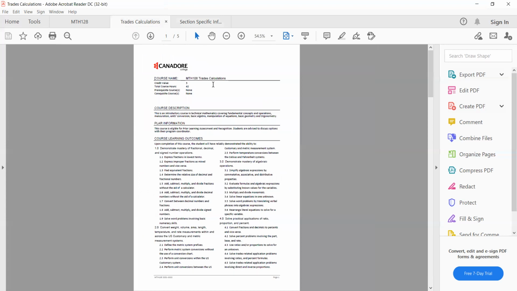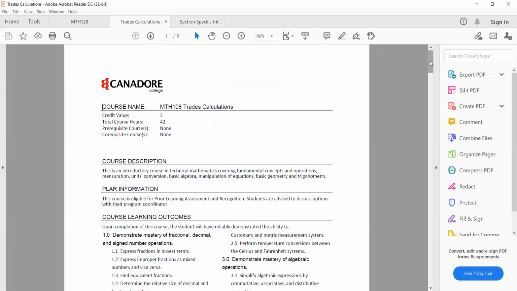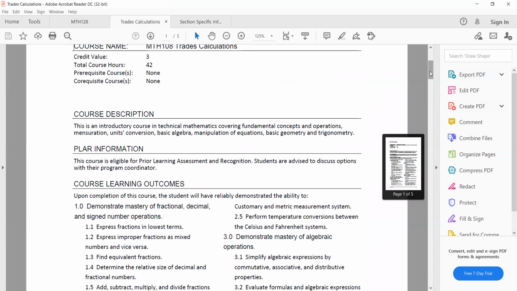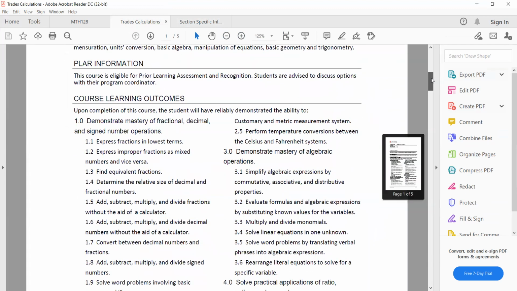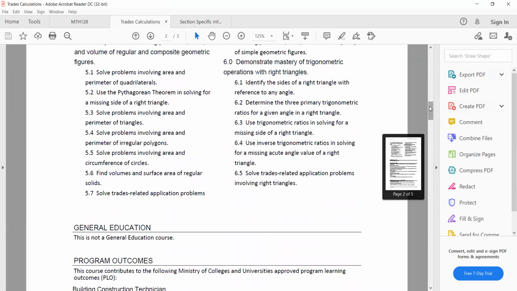Let's go to the course outline. The course outline doesn't have that much in it. It has a breakdown of everything that I'll be teaching, so you could check that out if you want.